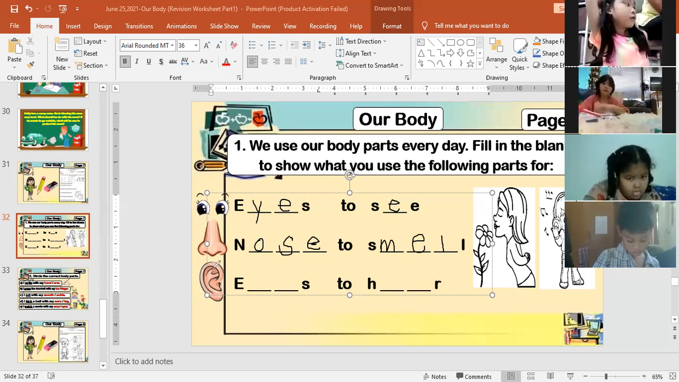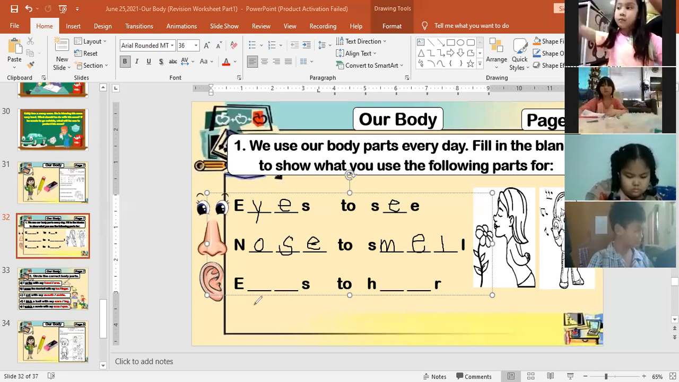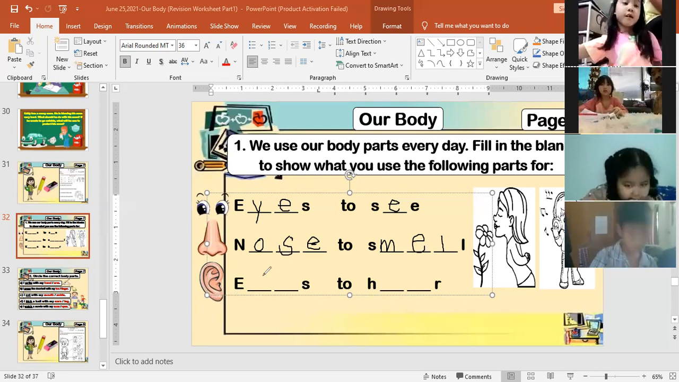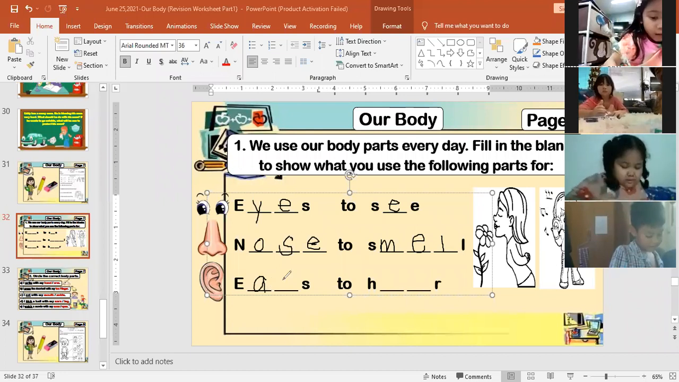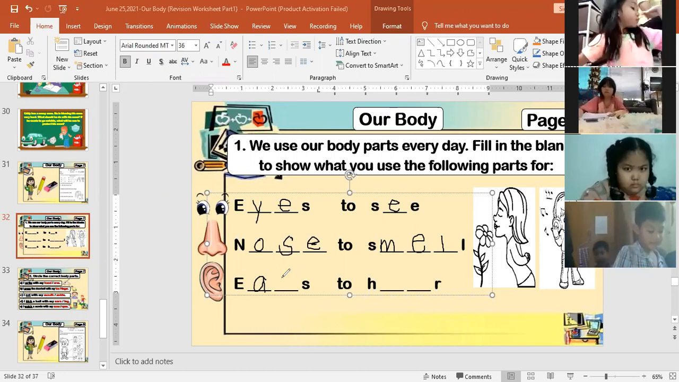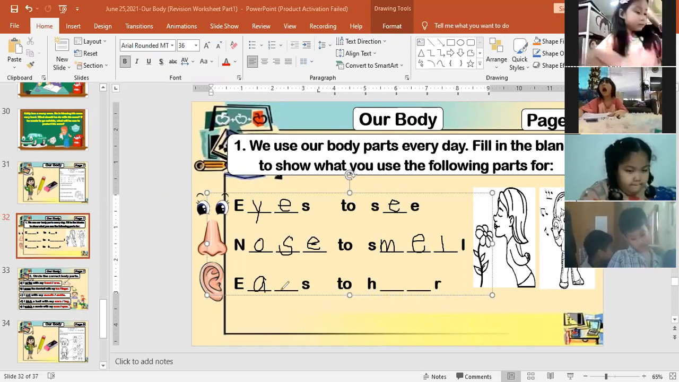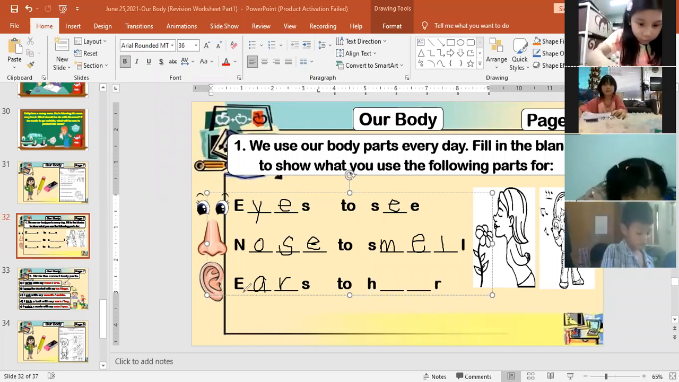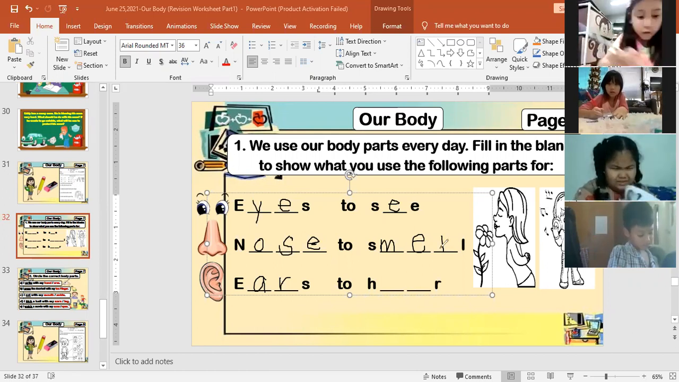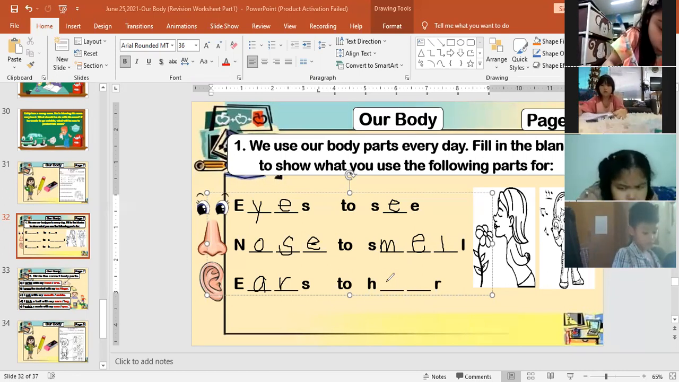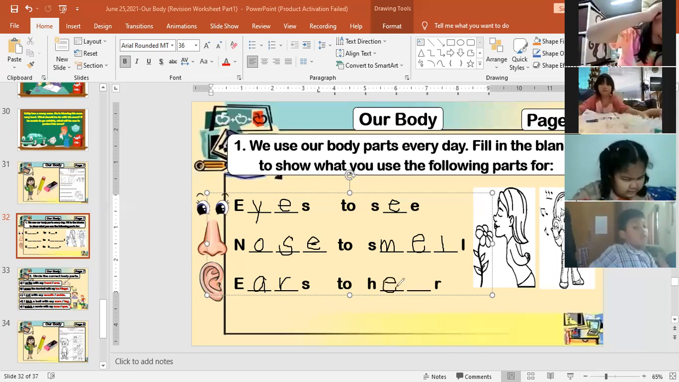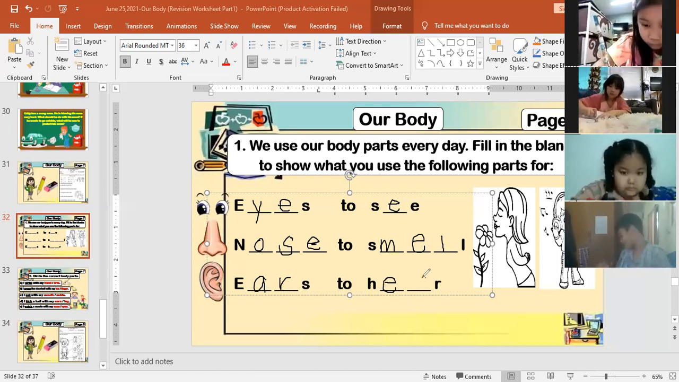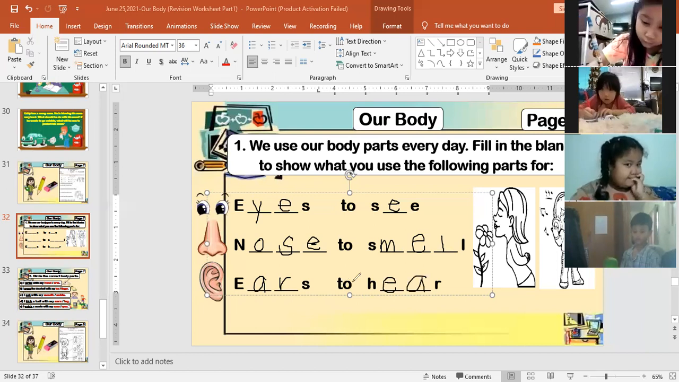What part of the body is this? Ear. Okay, ears or ear. How can you spell ear? E, A, letter A. Ear. For what is your ear? For smell? Hear. How do you spell hear? H, E, A, R. Ears to hear.